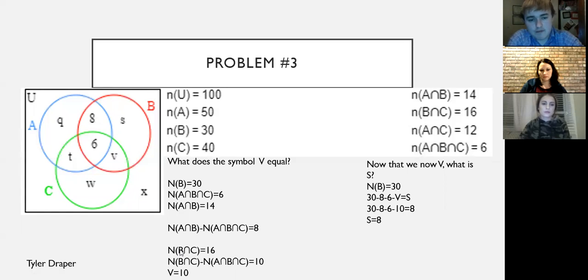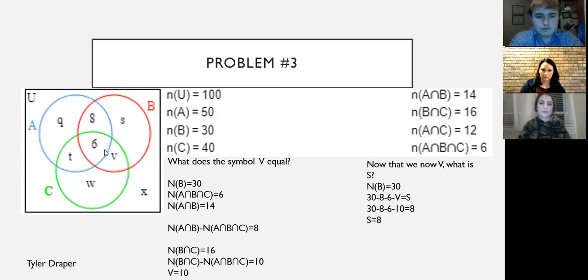And then we have B intersects C equals 16, and that was given over here. And so what we do there is we're going to subtract the 6 from that. We see the 6 and the V here, and we will get 10, so V equals 10.